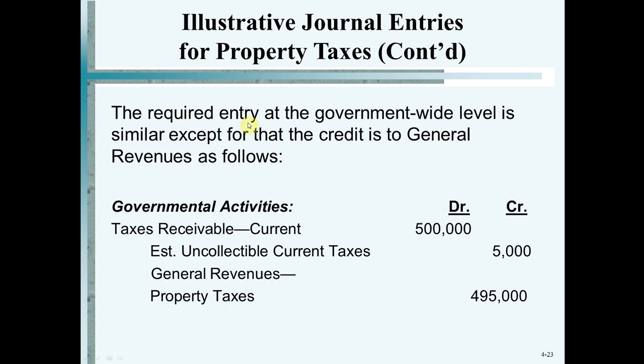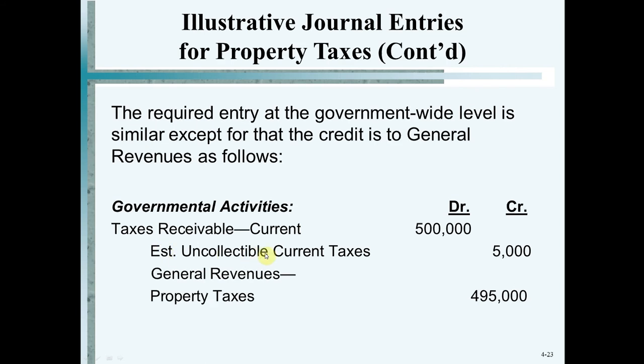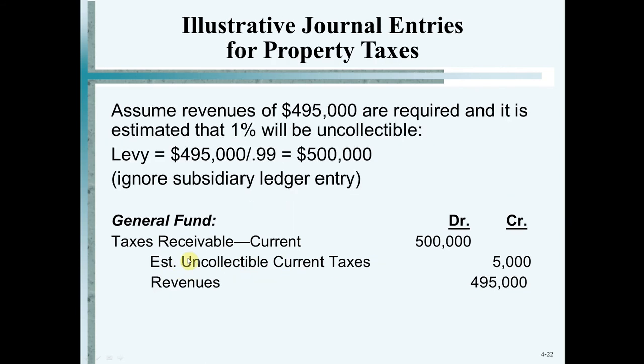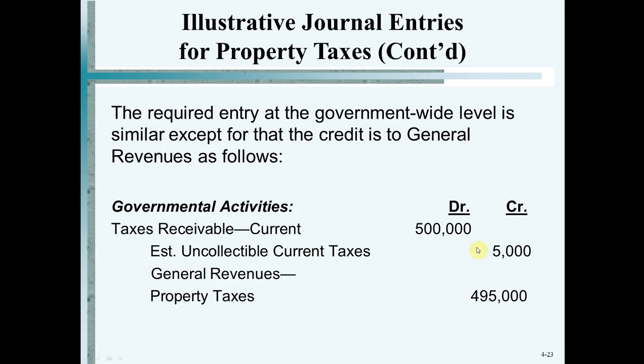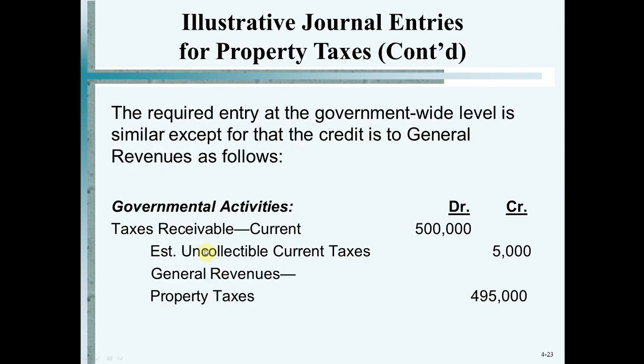The required entry at the government-wide level is similar, except that the credit is to general revenues as follows. Taxes receivable current, so that's the same. Estimated uncollectible current taxes, general revenues. So we just add that general revenues here, 5,000, and then property taxes, 495,000 instead of revenues. So you can see a little bit different there, but pretty much the same thing.